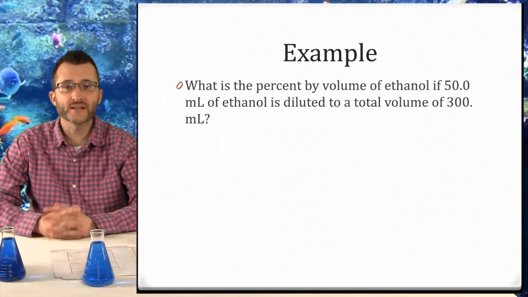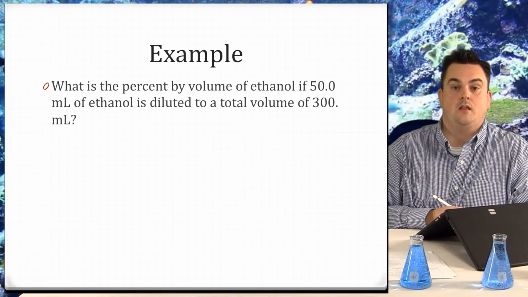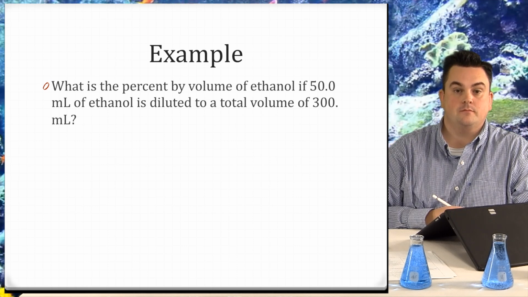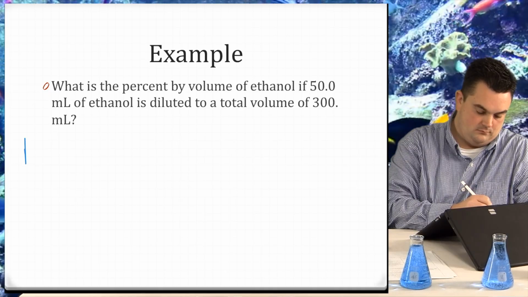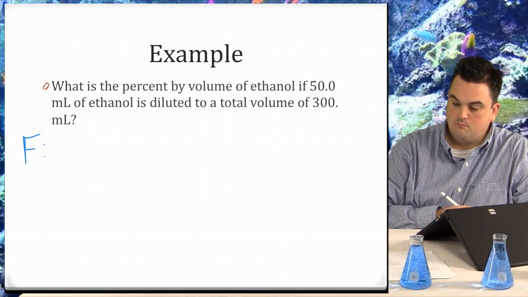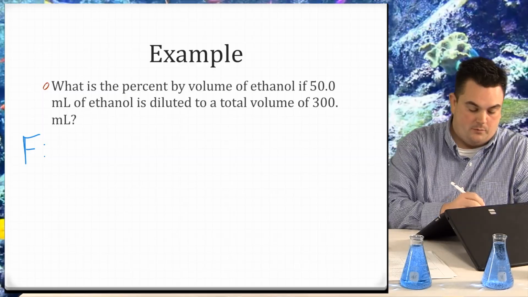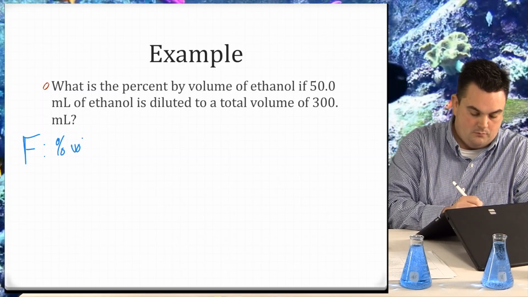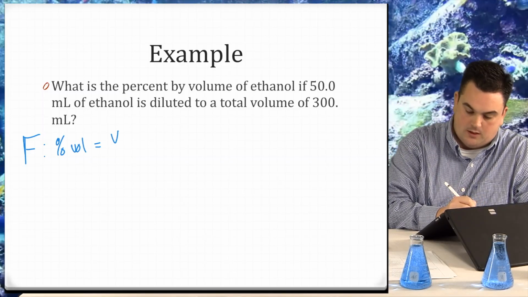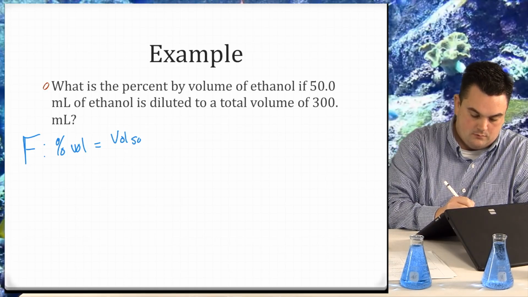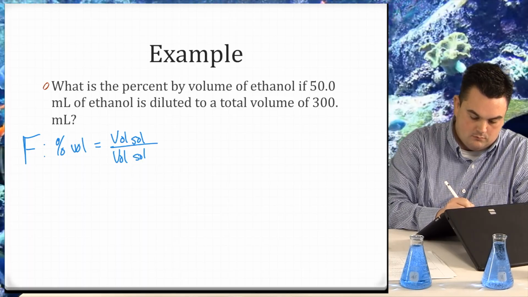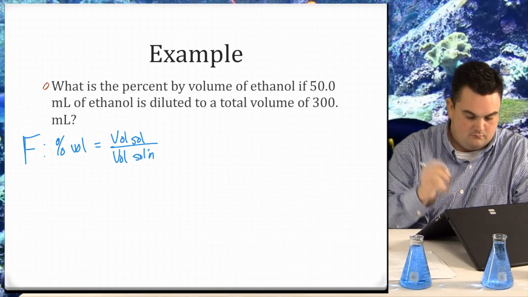We're going to do another example. Fu, are you ready? I am. What is the percent by volume of ethanol if 50.0 milliliters of ethanol is diluted to a total volume of 300 milliliters? As always, we're going to do this FSA, so Fu, what formula is appropriate here? We're going to use the percent by volume formula. Correct. So percent volume equals the volume of solute divided by the volume of the solution. Don't forget that times 100.